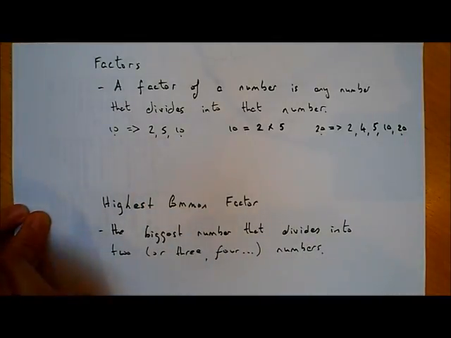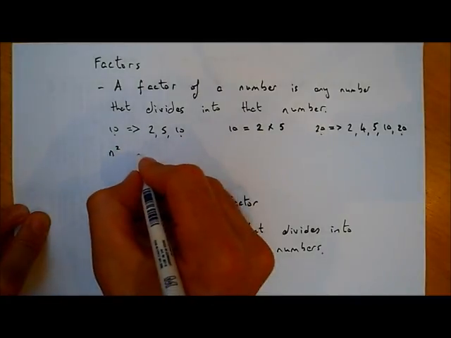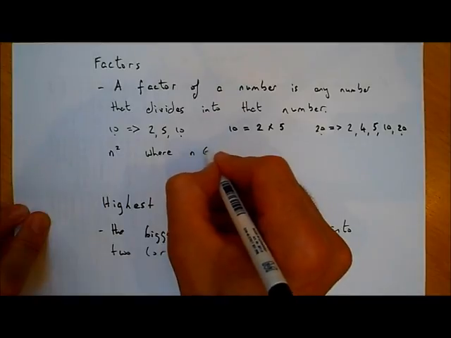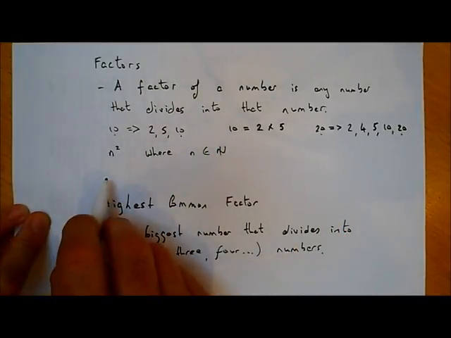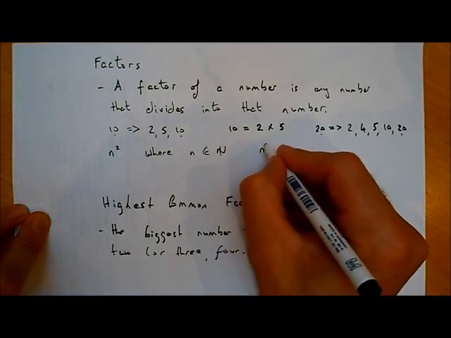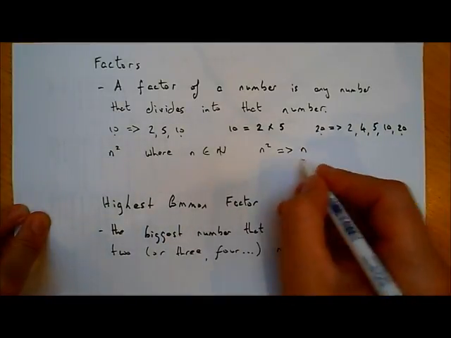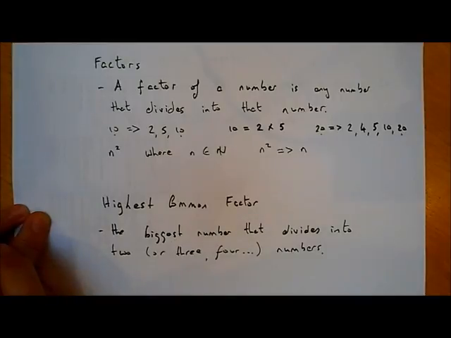Let's say we have a look at n squared, where n is a natural number. What are the factors of n squared if n is a natural number? Well, n divides into n squared. So one of the factors of n squared is n, as long as n is a natural number.